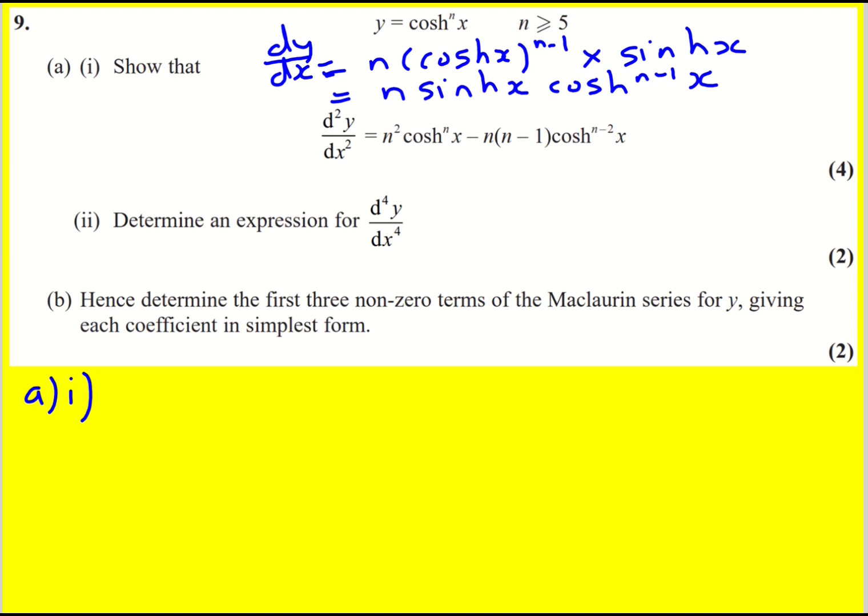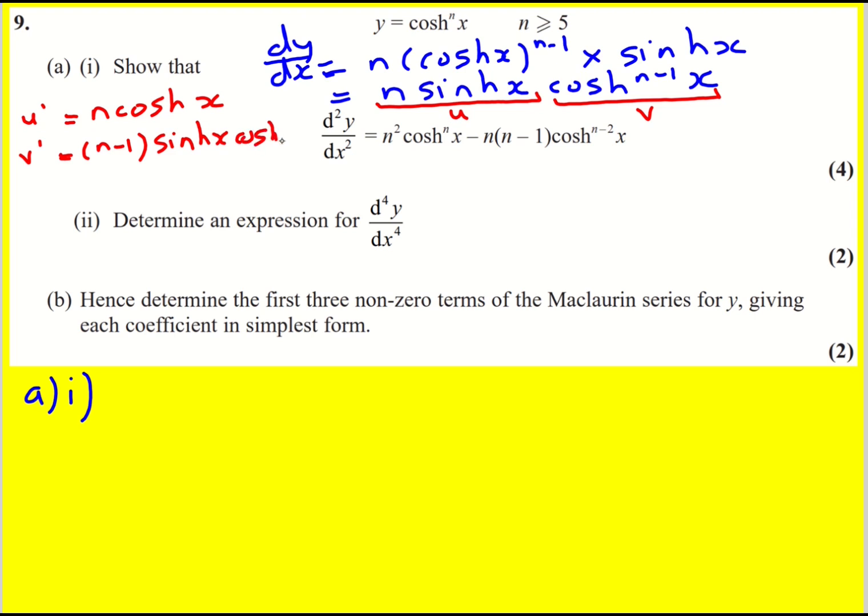So now for the second derivative, I'm going to use the product rule here. This can be my u, and this can be my v. Then u dash will be n cosh x, and v dash, just like we did for the first derivative, we're going to get n minus 1 cosh n minus 2 x times sinh x. So let me put that one first. Great, so then the second derivative, remember, is u dash v plus u v dash.